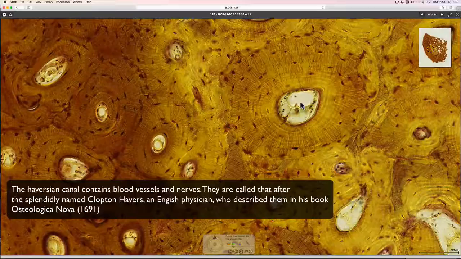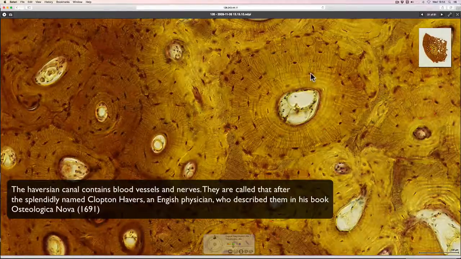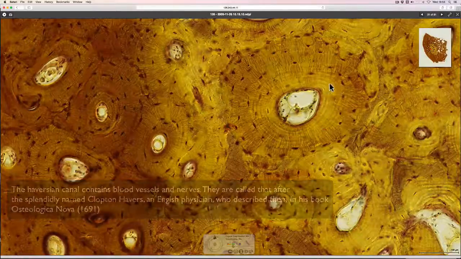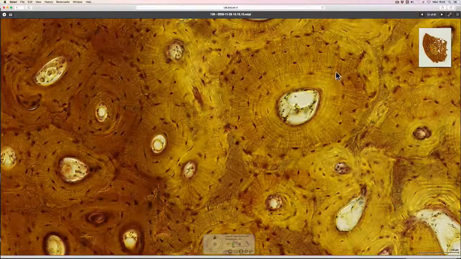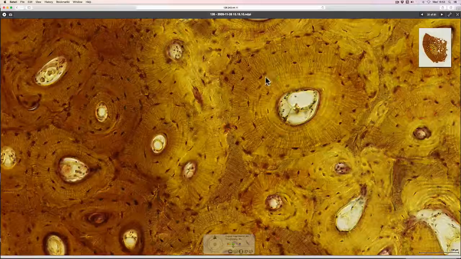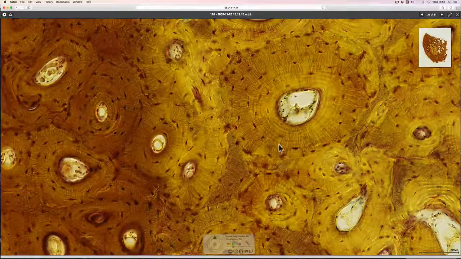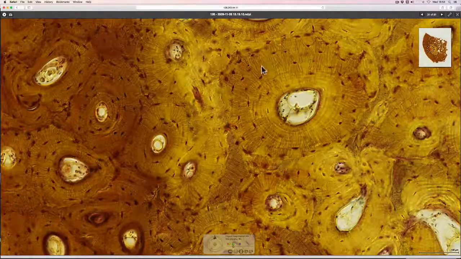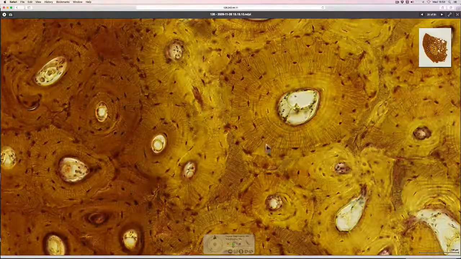And then the osteocytes are located in rings around that, much like tree rings. So you can see the osteocytes here in dark brown, and they are in rings around the central haversian canal. And those rings are called lamellae.